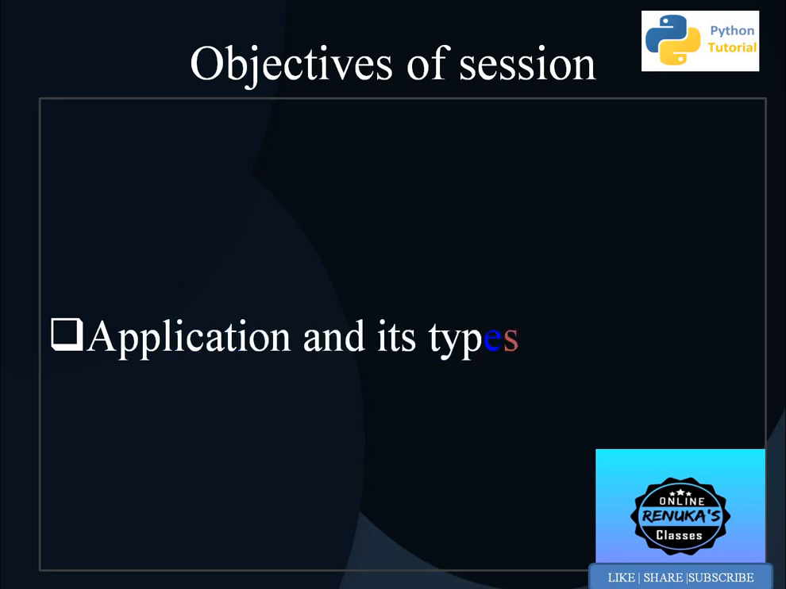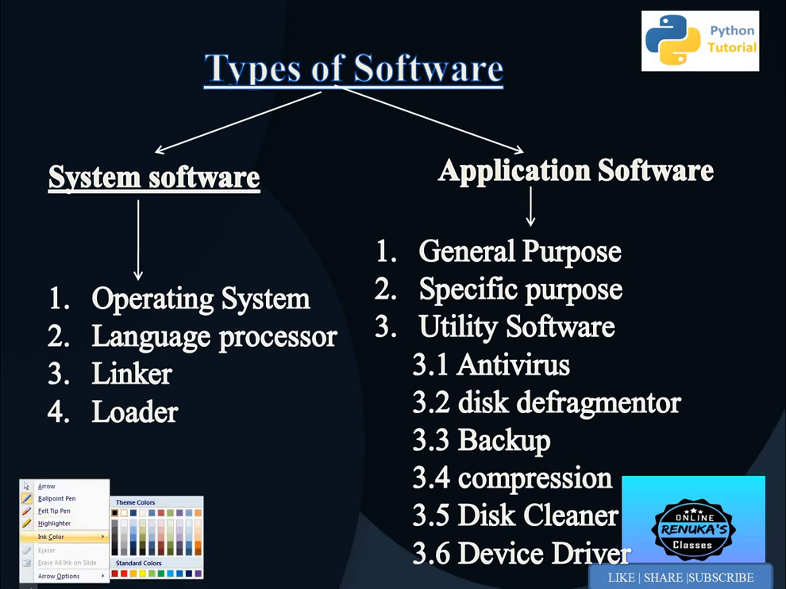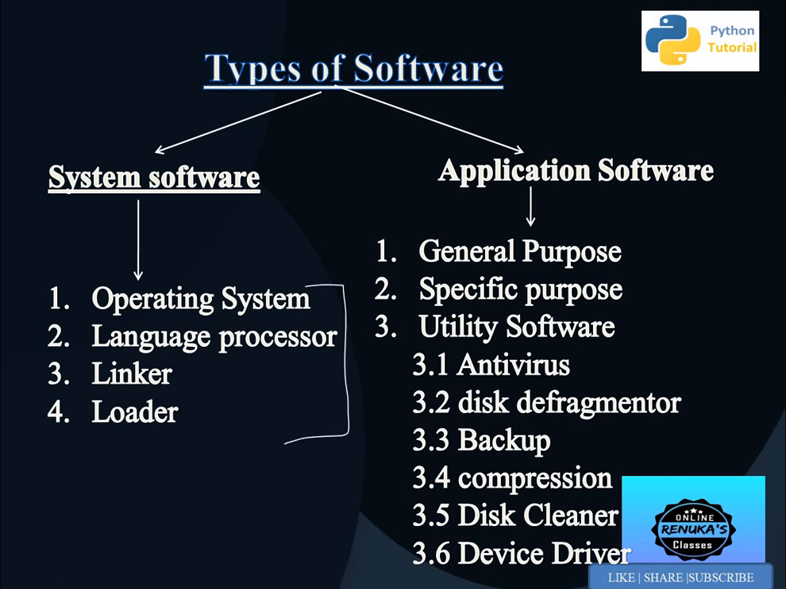So in our previous video we studied software. What is software? It is the intangible part of the computer which we cannot touch. And software is of two types: system software and application software. System software is that part of software which helps in the smooth working of the system, like operating system, language processor, linker and loader. All this we have discussed in our previous videos, that is, what software is and the various types of system software.